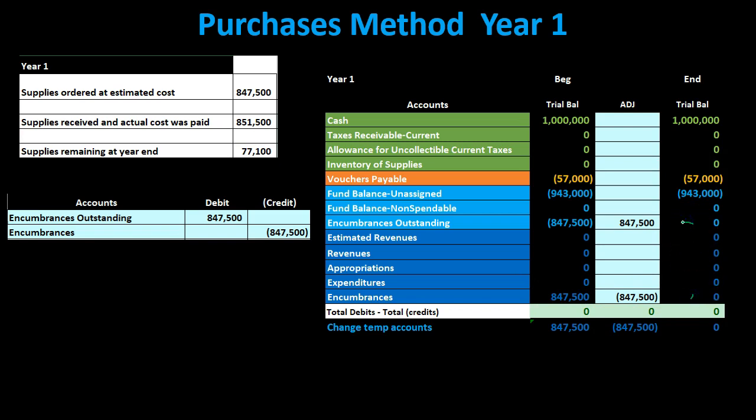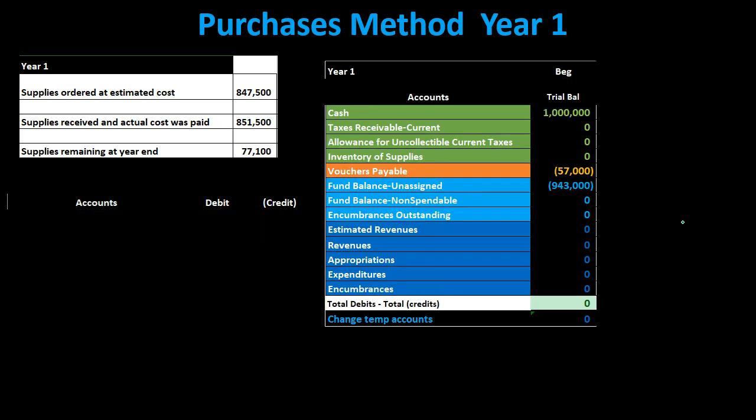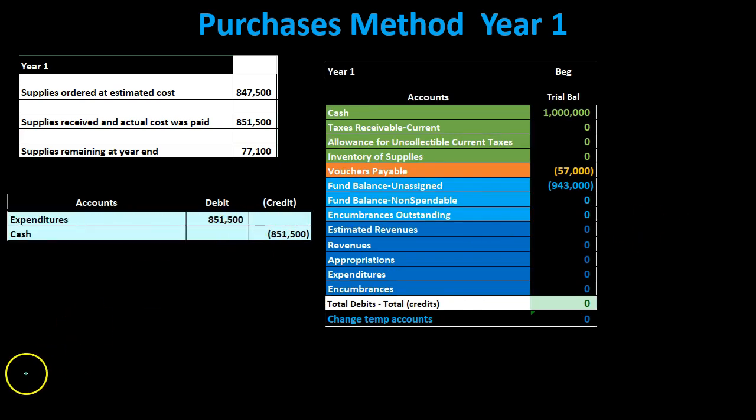Now we're going to record the transaction in a method closer to what we would think of, in essence, as a cash basis method, recording the expense or expenditure, the expense related account, and crediting cash.